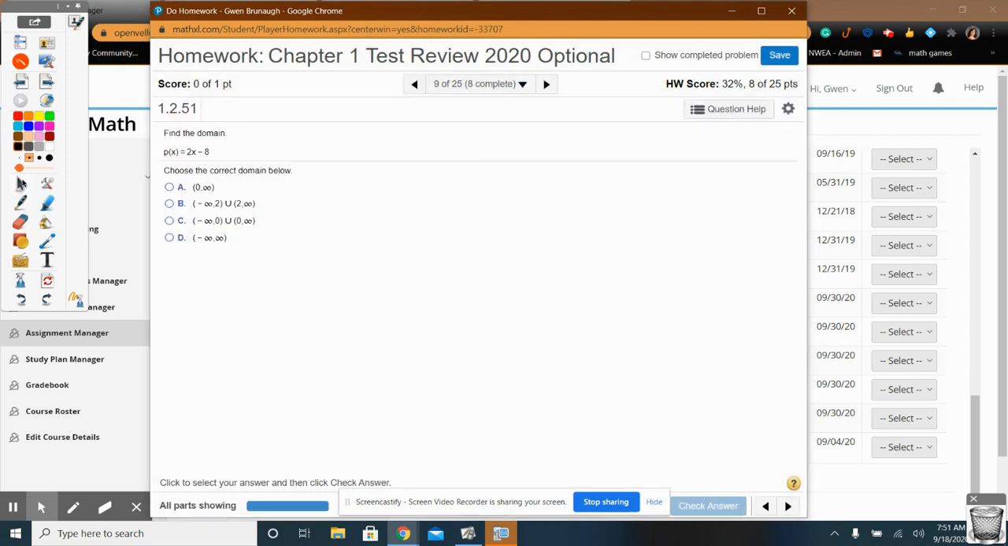What is the domain of this guy? It's just the line. There's no risk factors. There's no risk of dividing by 0 or square root of a negative. So the domain is negative infinity to positive infinity.